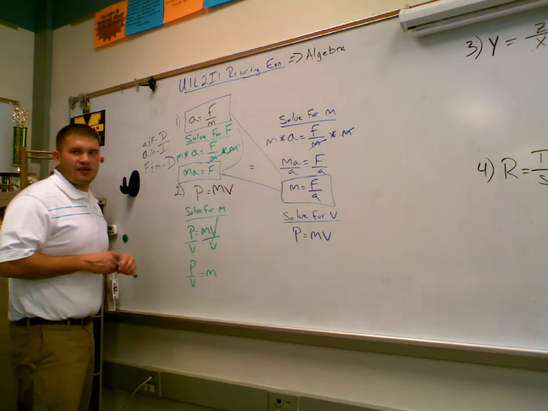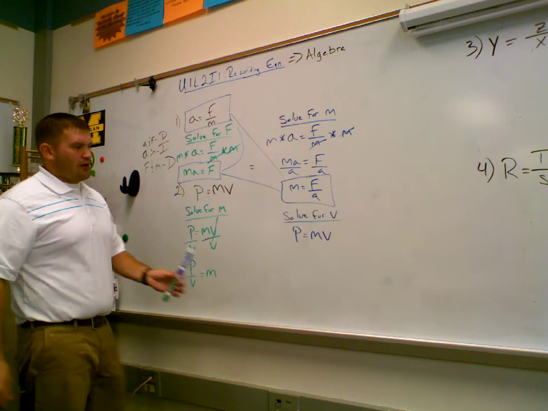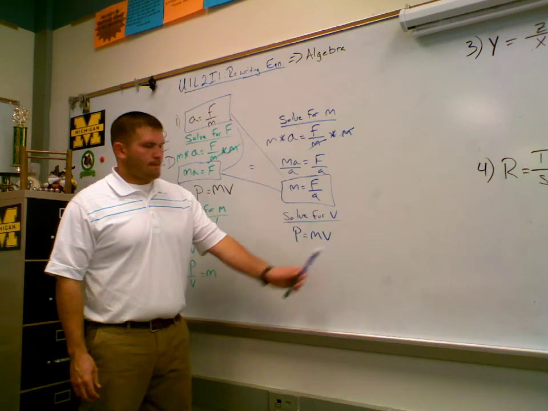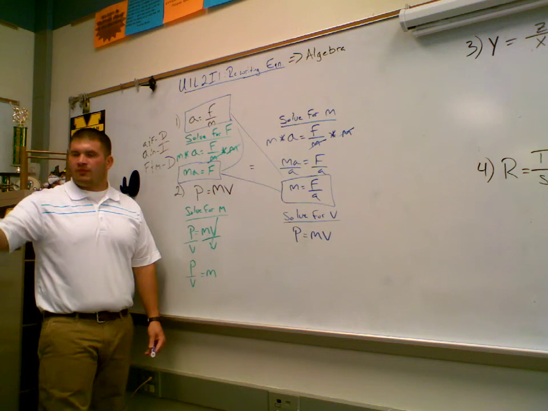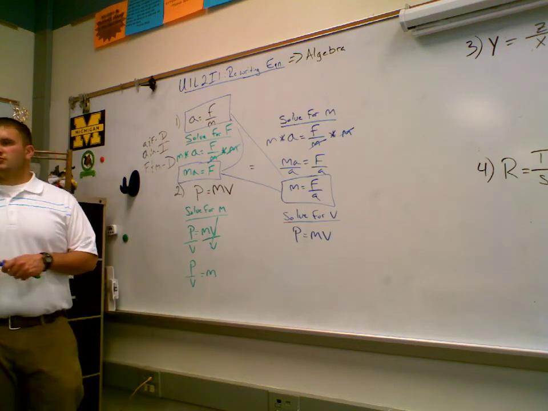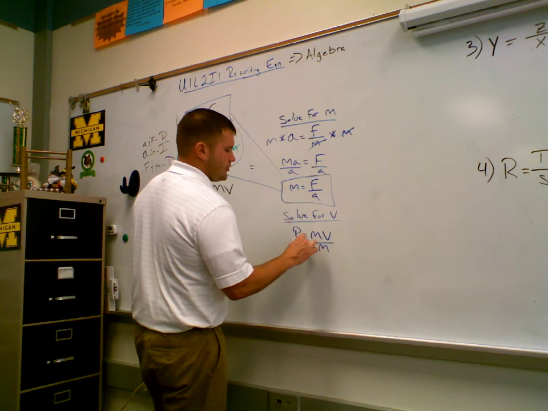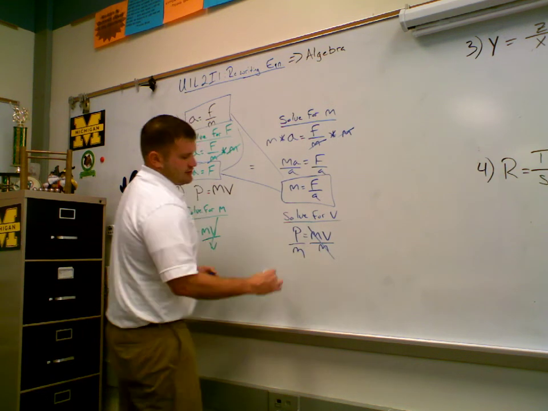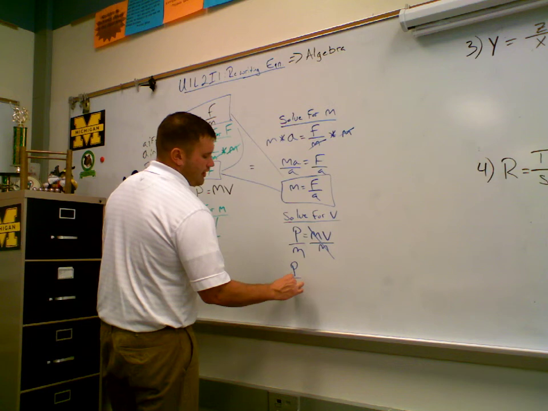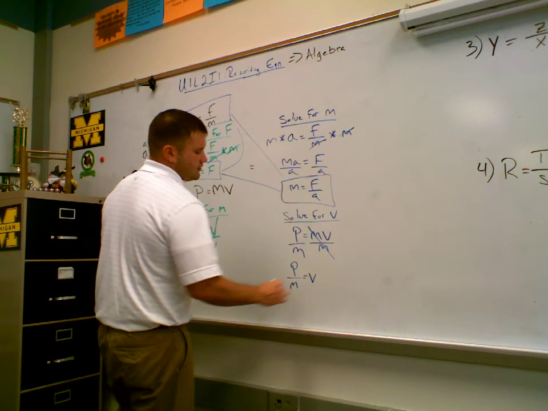A little longer than 30 seconds. But right now we have multiplication here, right? I want to get the v by itself, so how do I get rid of multiplication? Divide by m. So we divide by the thing we don't want anymore. The m's cancel. So p over m equals v.